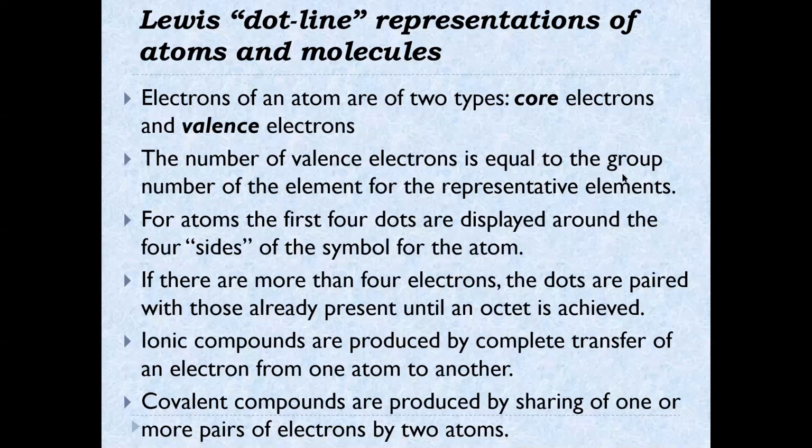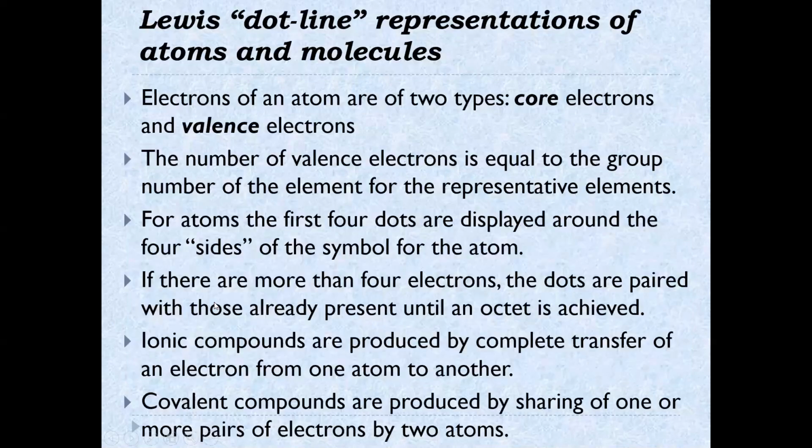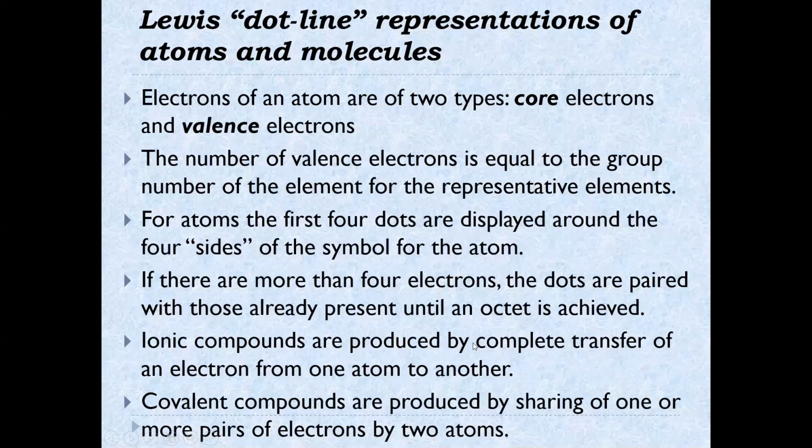The number of valence electrons is equal to the group number of the element for the representative elements, which you have seen before. For atoms, the first 4 dots are displayed around the 4 sides, as you can see in the previous slide. So for the first 4 groups, the dots are displayed singly. If there are more than 4 electrons, the dots are paired with those already present until an octet is achieved. So you first do it for nitrogen, for example. It has 5: 1, 2, 3, 4, then the 5th one will be paired. For oxygen, 1, 2, 3, 4, then you now pair 5 and 6. So you first do them singly before you pair them for those that have more than 4 valence electrons.